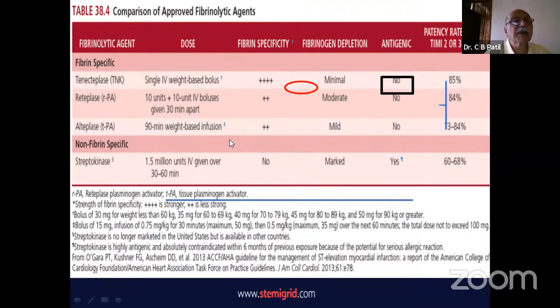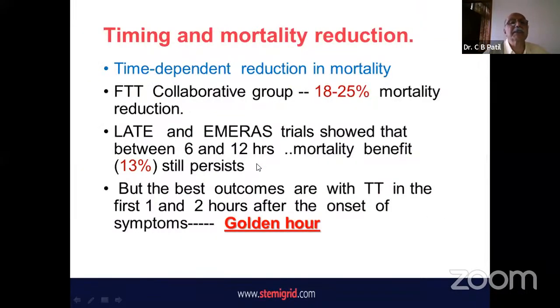So the dose I have already told you: tenecteplase, a single IV weight-based bolus, 0.5 milligram per kg, so almost 30 to 40 milligram as a bolus. Reteplase, 10 and 10 units to be given 30 minutes apart. Alteplase is a 90-minute weight-based infusion. And streptokinase, I have already enumerated how it should be administered.